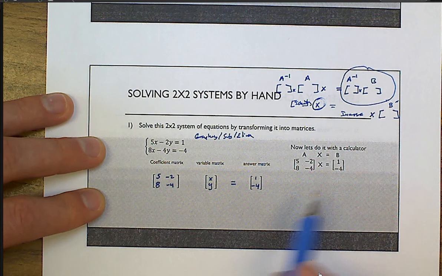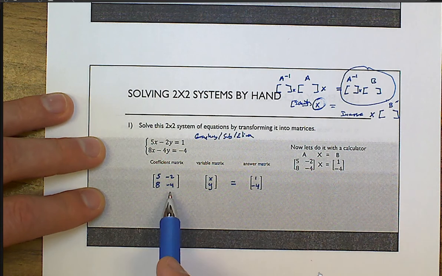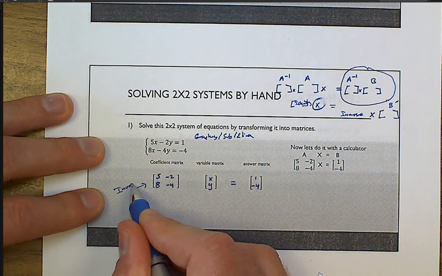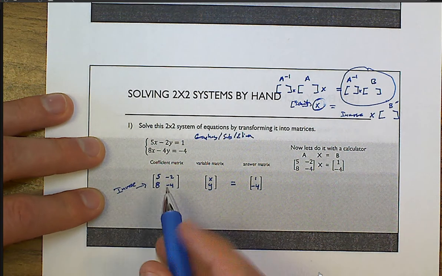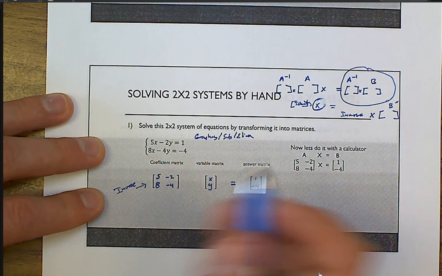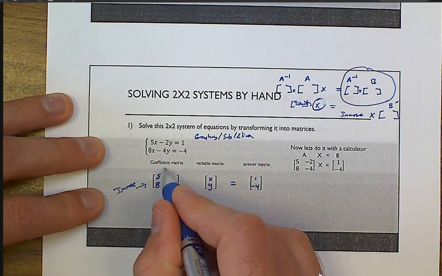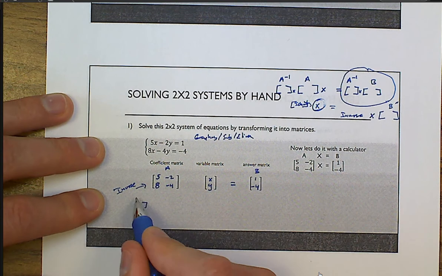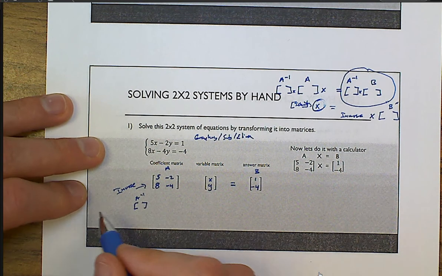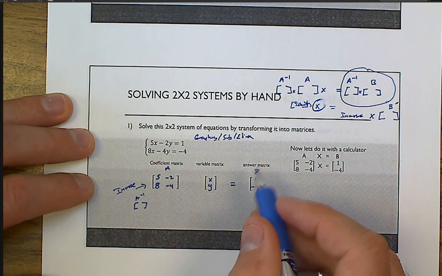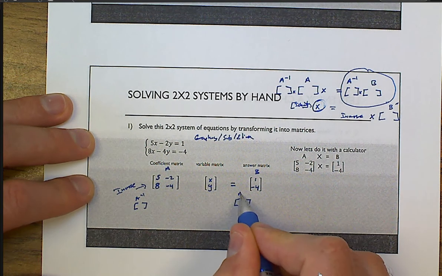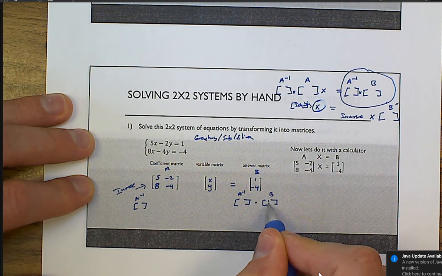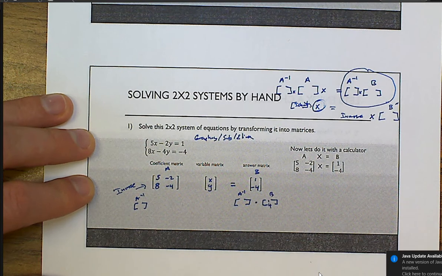Now, if we were to do this by hand, I would ask you to find the inverse of this matrix, which we would call matrix A, and this one matrix B. We would find the inverse of A by hand, which requires you to find the determinant, and then we would multiply A inverse by this matrix B, which is 1, -4. And that would give us our variables of X and Y.